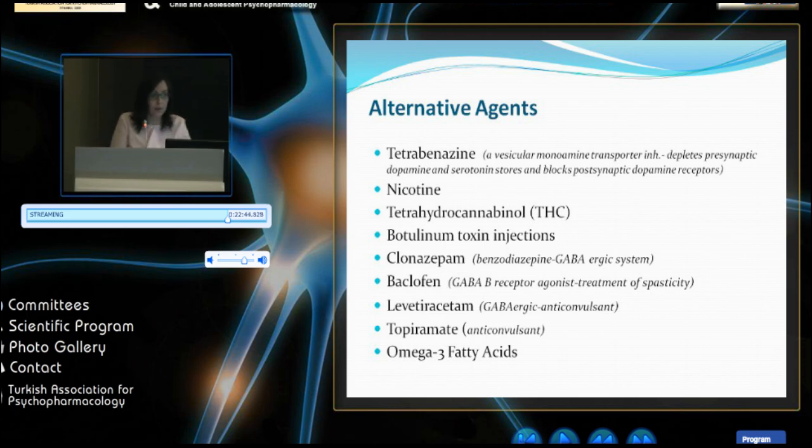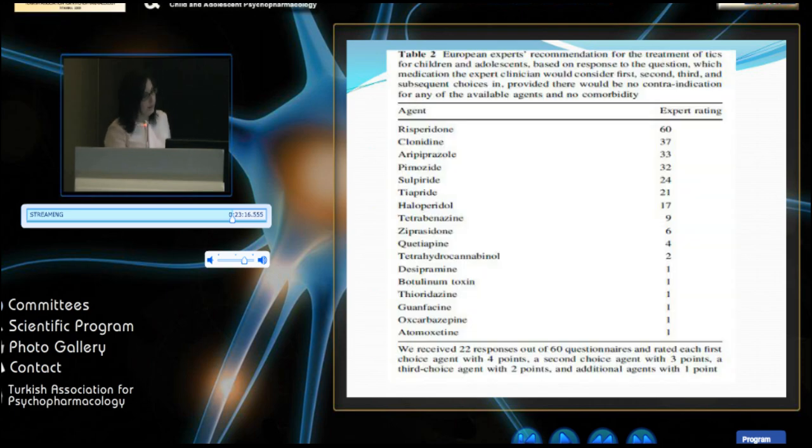I don't know if it is readable, however, very shortly I would like to draw your attention to a single point. These are the levels of evidence. A, B, C. A means at least 2 controlled randomized studies. C is 1 study, and B is case reports and open label. We can see that clonidine, guanfacine, and haloperidol, all of them are in group A.